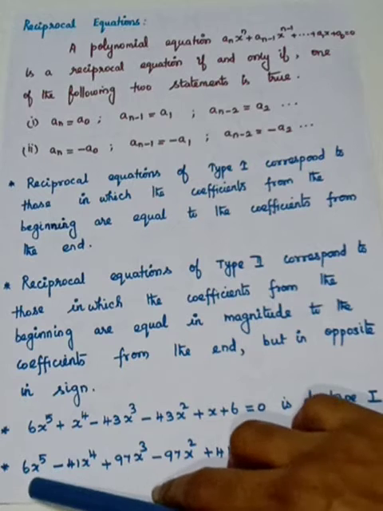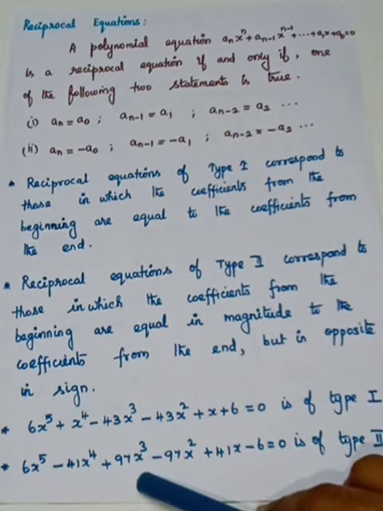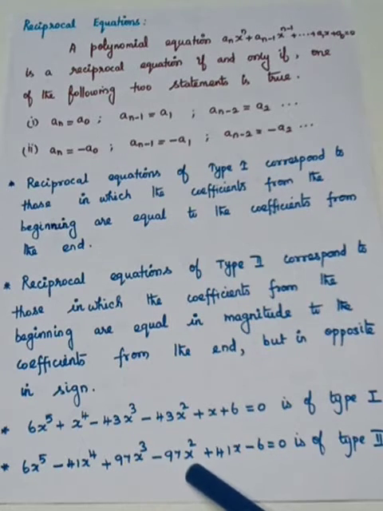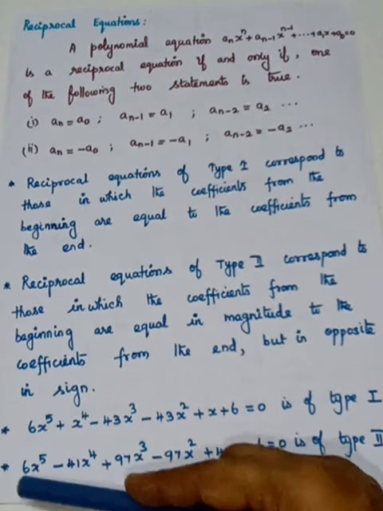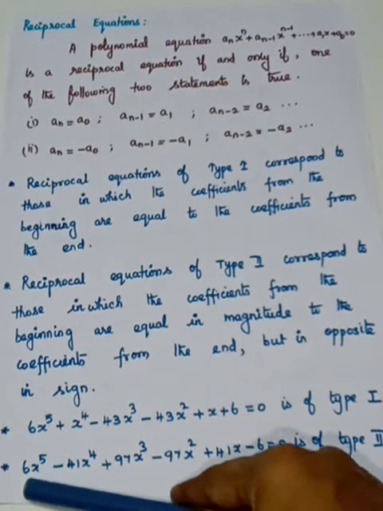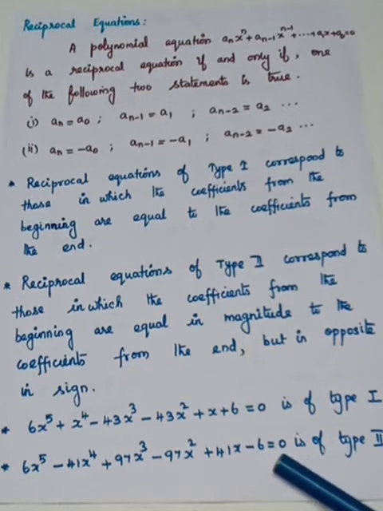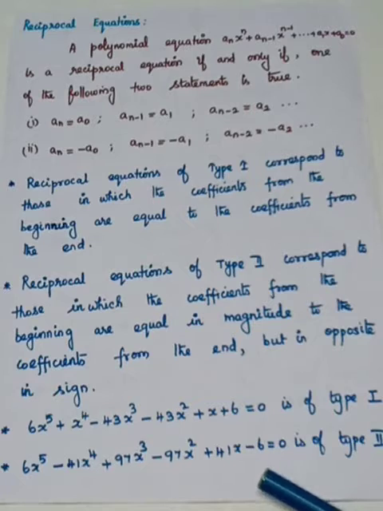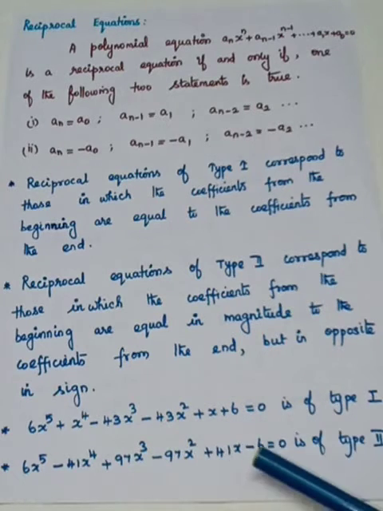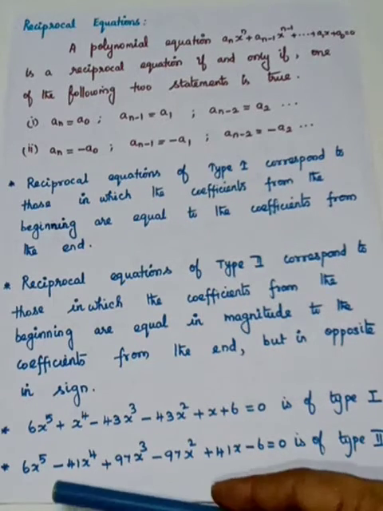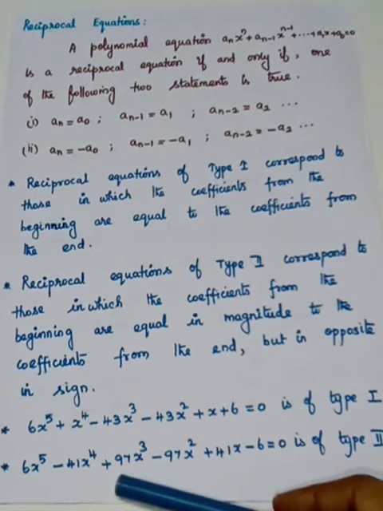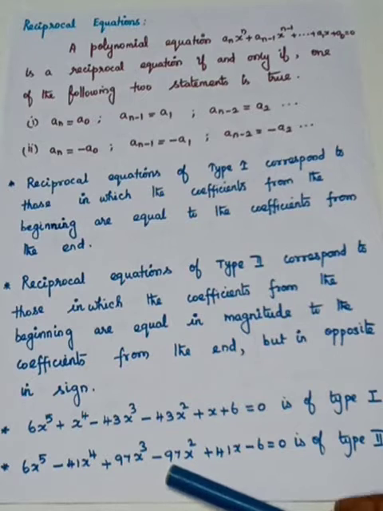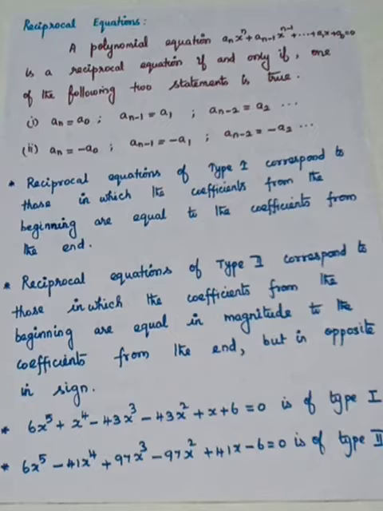You see, 6x^5 - 41x^4 + 97x^3 - 97x^2 + 41x - 6 = 0. Look at this: the coefficient from the beginning is 6 and the last is minus 6. Here it is plus 6, and here you have minus 6. In the same way, minus 41 and here you have plus 41. Here plus 97 and minus 97. Magnitude-wise they are equal, but they are opposite in sign.